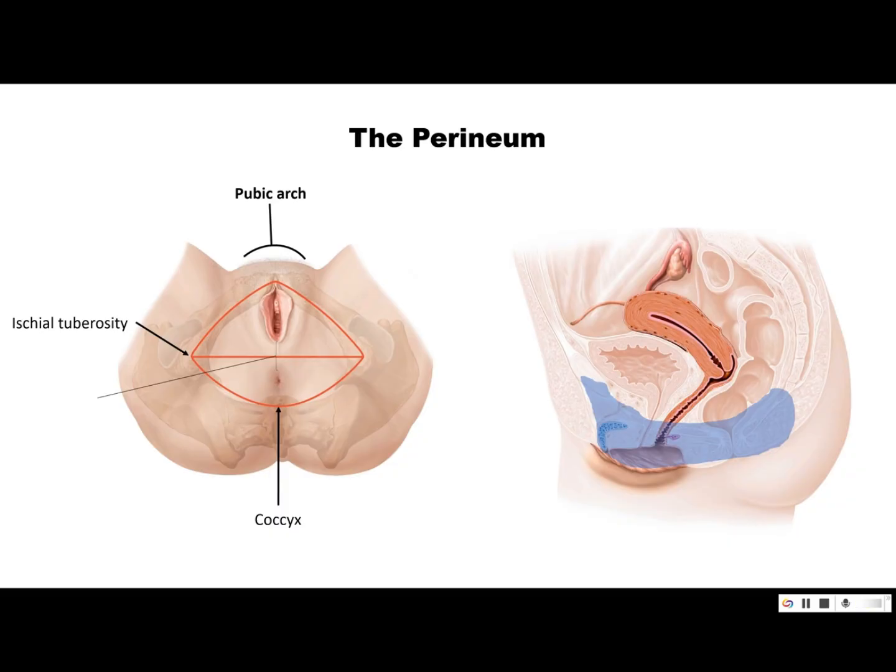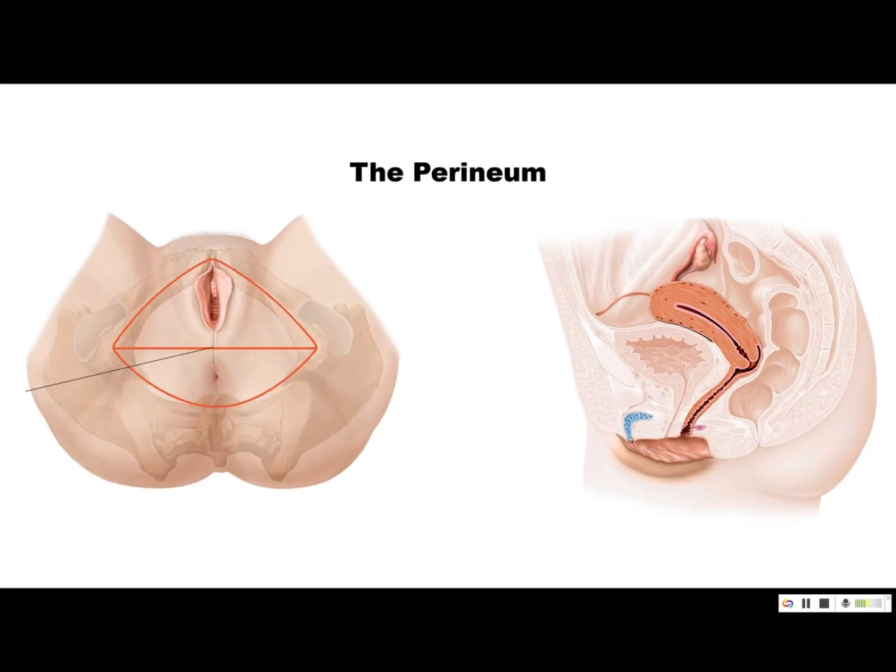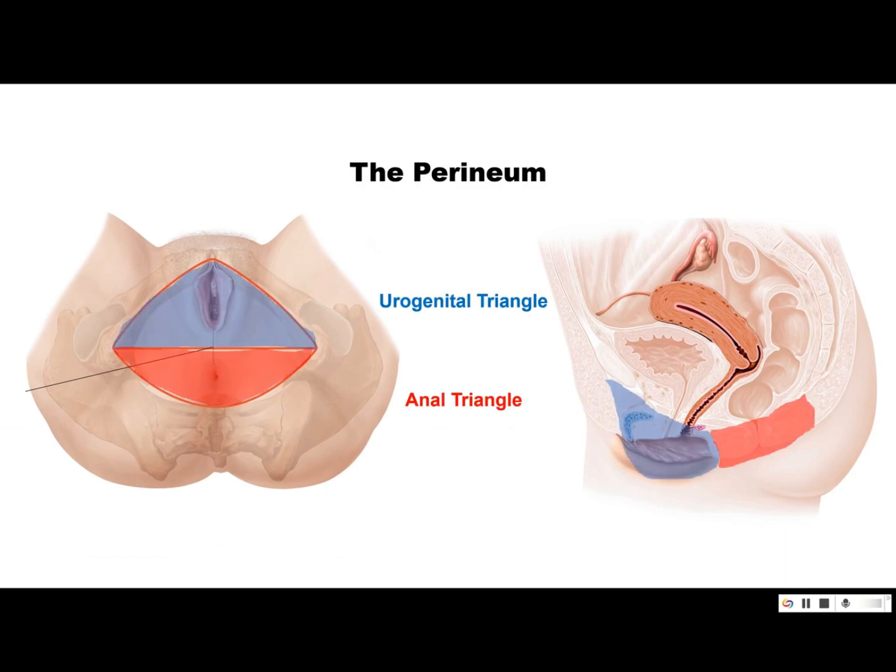It has a rhomboid or diamond shape with its major axis directed anterior-posteriorly. A transverse line passed through the ischial tuberosities divides the rhomboid-shaped perineum into two triangular regions: the urogenital triangle anteriorly and the anal triangle posteriorly. The urogenital triangle contains external urogenital organs, perineal muscles, fascia, and sphincters. The anal triangle contains the terminal segment of the anal canal, the anal sphincters, and space filled with fat, which is known as the ischial-rectal fossa, or the ischial-anal fossa.